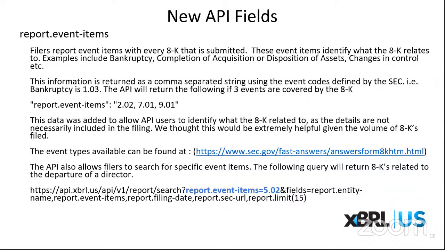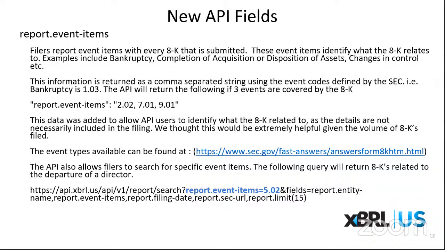So the 8K might be because there's a bankruptcy notice, there's an acquisition or a disposition of assets, or there's a change in control of the entity. And the SEC has published on their website what these codes are. For example, bankruptcy is 1.03. So what you can do is, if you've got an 8K, you can pull these event items now from the API, so you can see why an 8K was filed. But you can also say, hey, give me all the 8Ks that relate to a bankruptcy, or give me all the 8Ks that relate to an acquisition or a change in ownership.